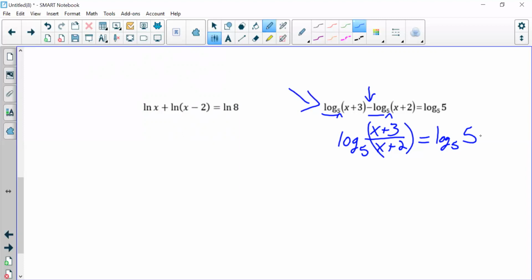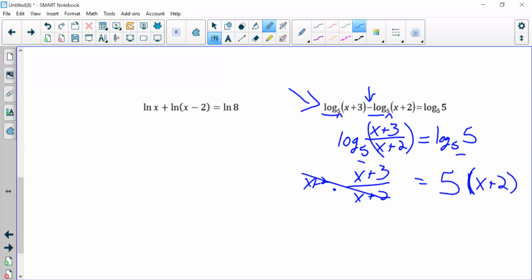All right, we have the same bases, so we can set each piece equal to each other. So (x plus 3) over (x plus 2) equals 5. Then we're going to get x by itself. So let's first multiply both sides by x plus 2. So I get x plus 3 is equal to 5x plus 10.